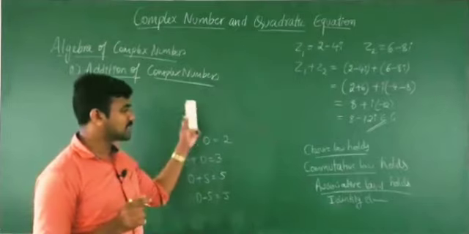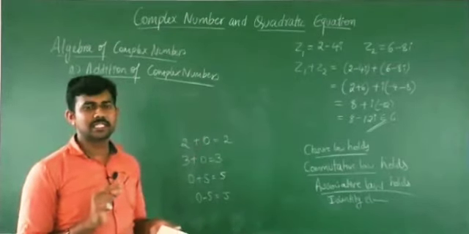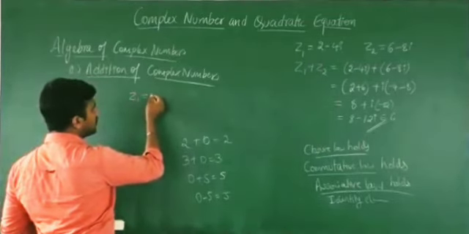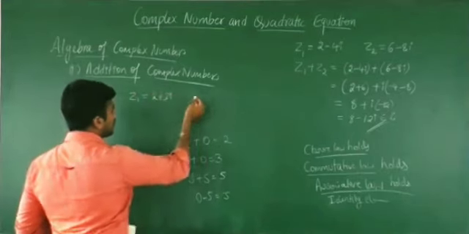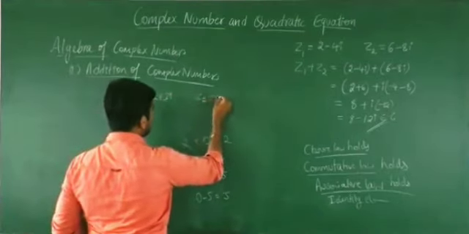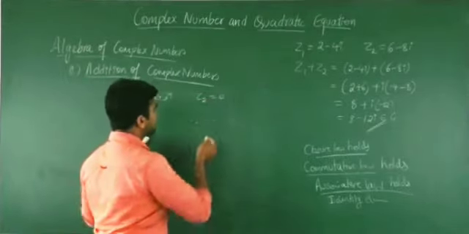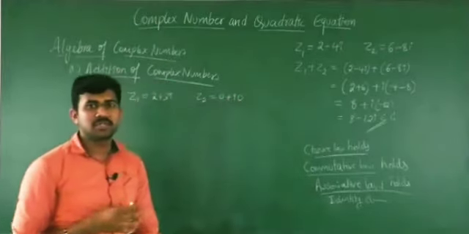But in a complex number, whether 0 is the identity element under addition. Check it. Okay, so first I'll consider one complex number, 2 plus 3i, simple complex number. Second complex number is 0. 0 complex number. 0 complex number means what? It can be written in the form 0 plus i into 0.